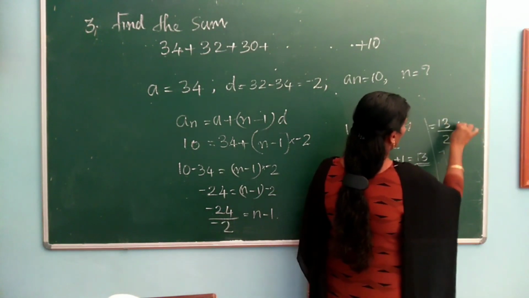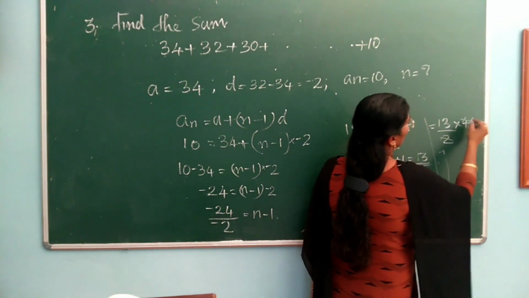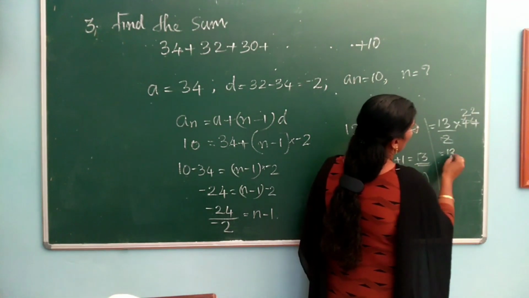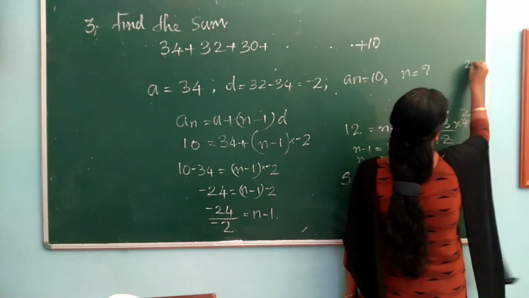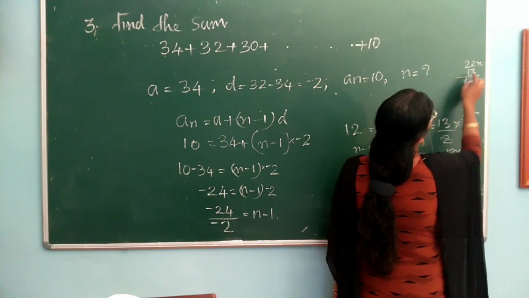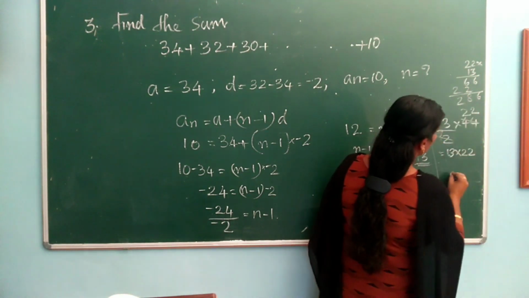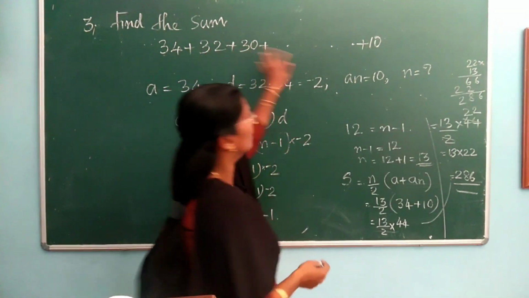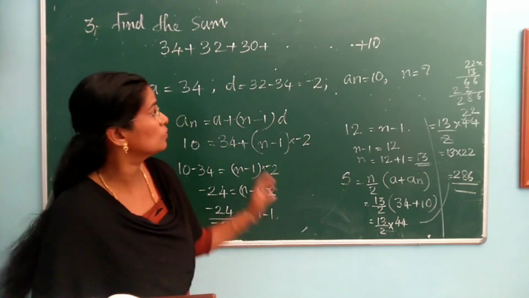13 by 2 into 44. See this 2 and 44 we can cancel, we will get 22. Okay, the last term is coming 13 into 22. So multiply 22 with the 13. 6, 6, 2 and 2. Answer is 286. Adding all these terms we will get 286. Okay, clear this one?